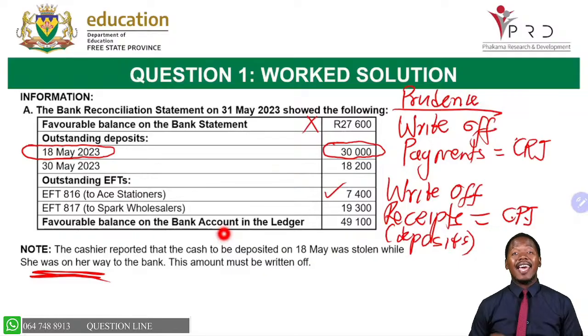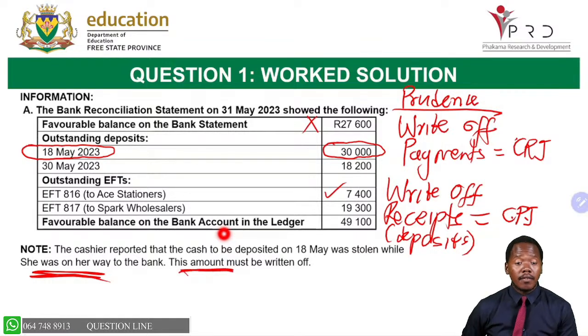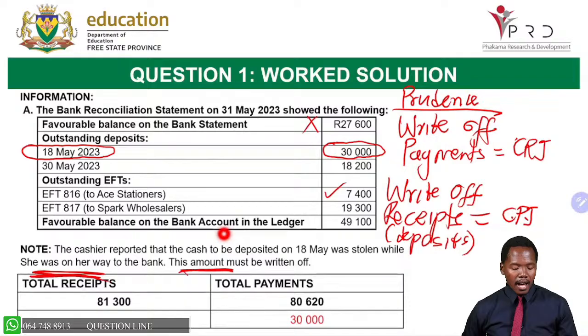It says that any possible losses must be written off in the correct books. Okay, so that is what we are doing. That is why the amount must be written off, because we are trying to be prudent. We are following the principle of prudence. Okay, now how do we record this one?